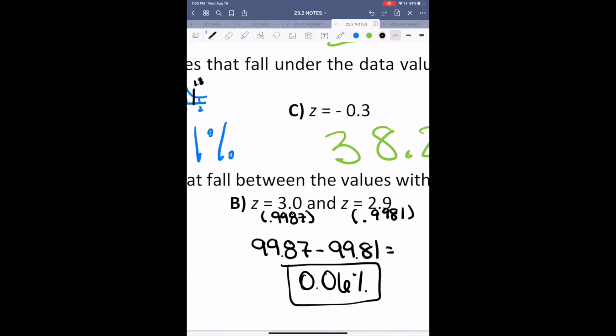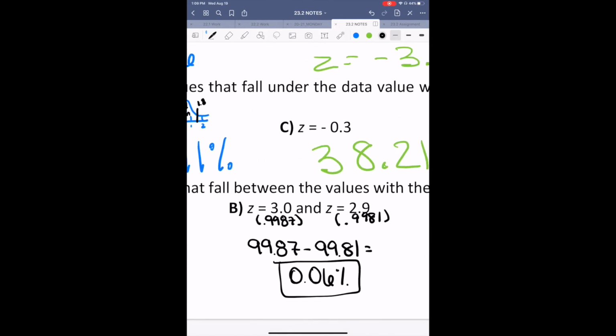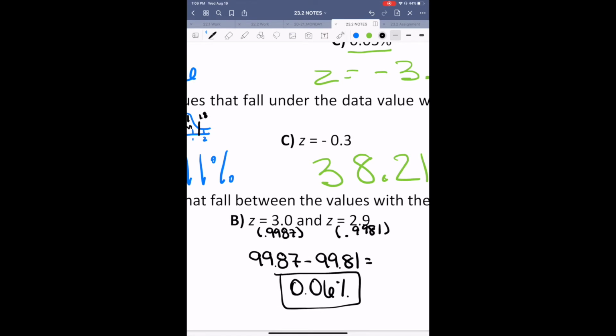Okay, same thing for B. Identifying those values, find the percentages and subtract, and you get 0.06% of our data within those two values.